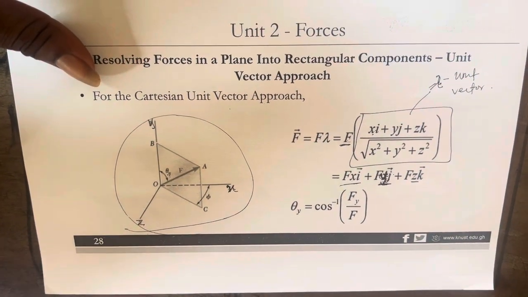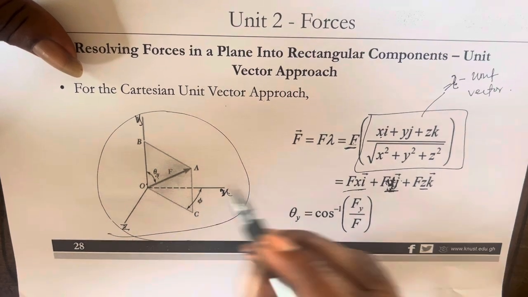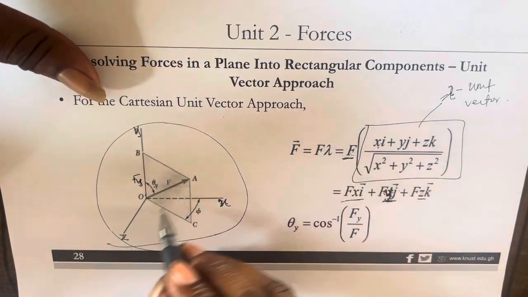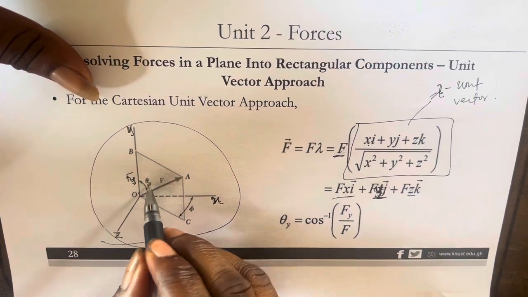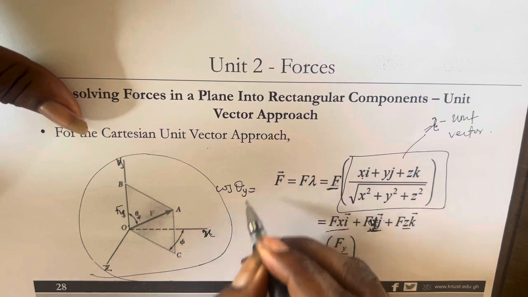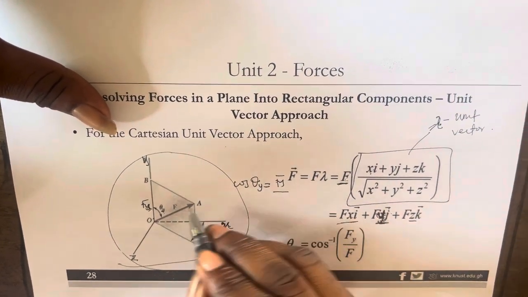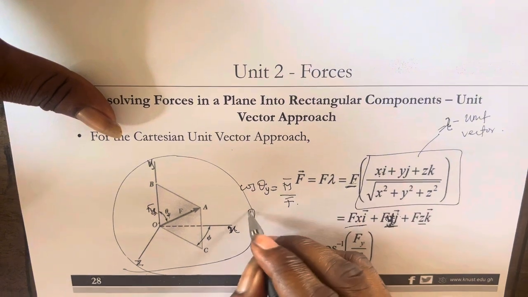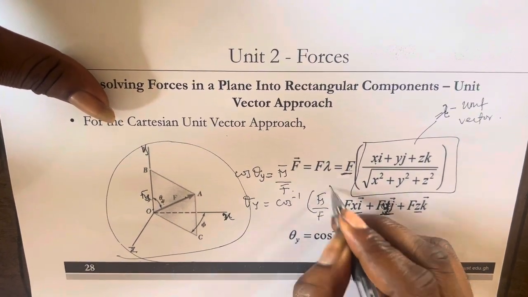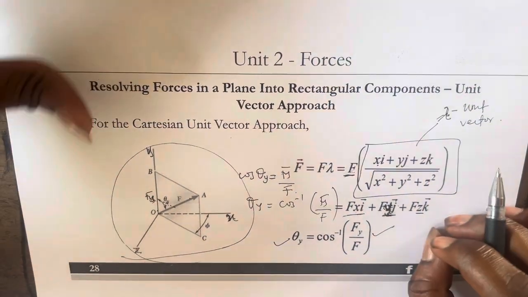Now, if you want to find the angle theta, this is the diagram. Here is Fy. The cos of theta is equal to the adjacent, Fy, divided by the hypotenuse F. Therefore theta is equal to the cos inverse of Fy over F. This is it.